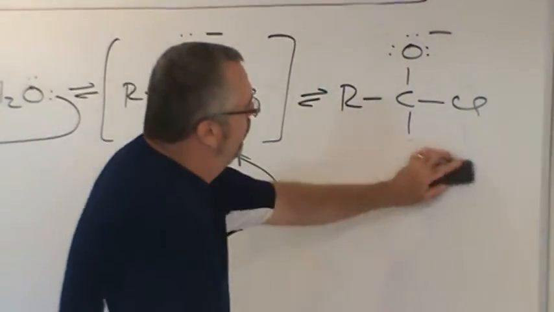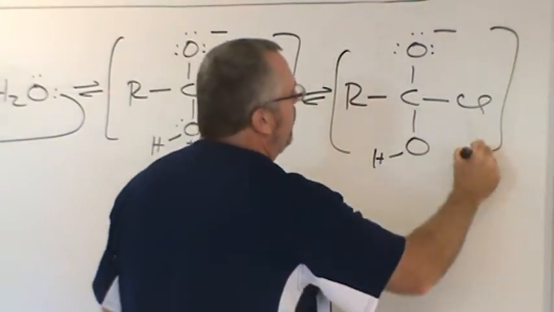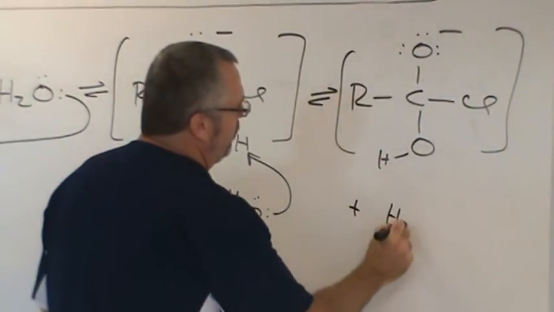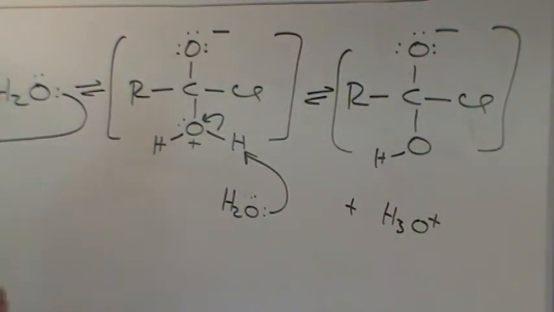Now we're ready to finish the reaction. This produces now a new tetrahedral intermediate. If you want to be thorough about it, you can say plus the H3O plus, which was created when the water picked off the acidic proton.